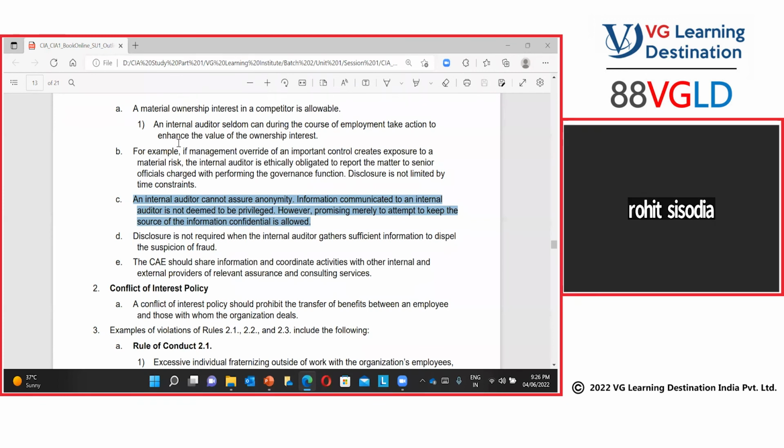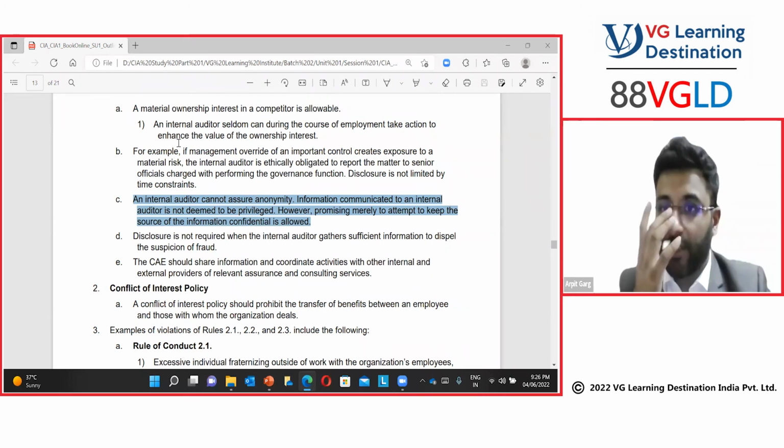Arpit, we can ask him to be a whistleblower in that case. His anonymity will be maintained. Yeah, that's a different way. We can always guide them that they can report it to the ombudsman, or raise it as a whistleblower as well. Yeah, so that can be done.